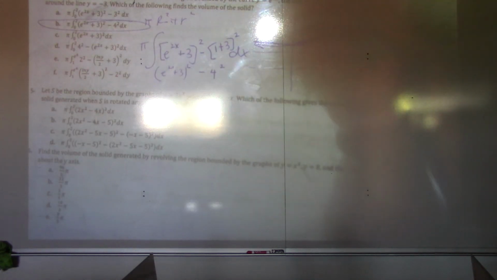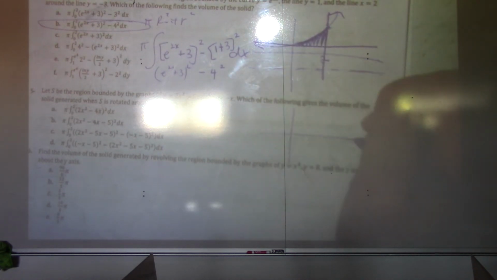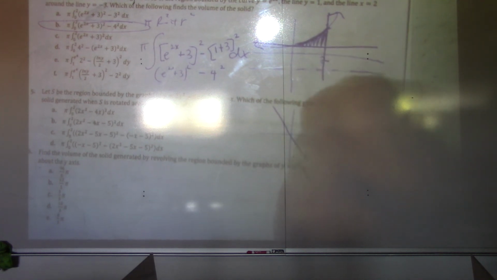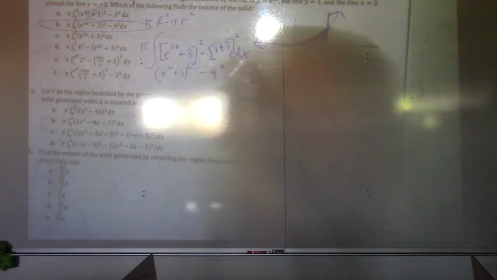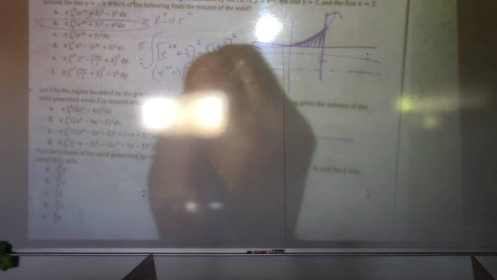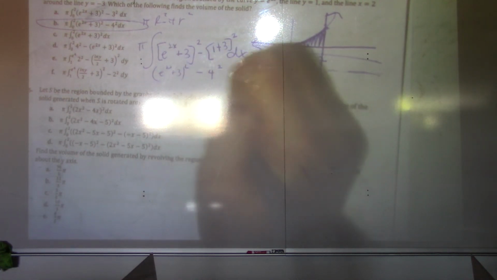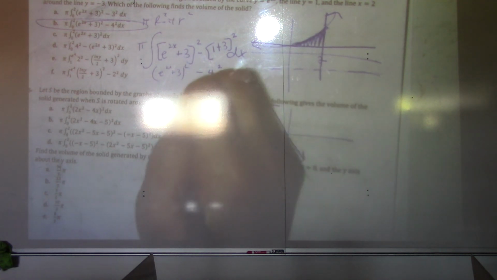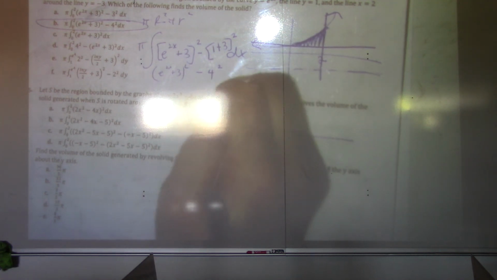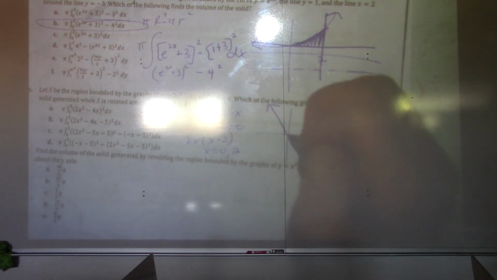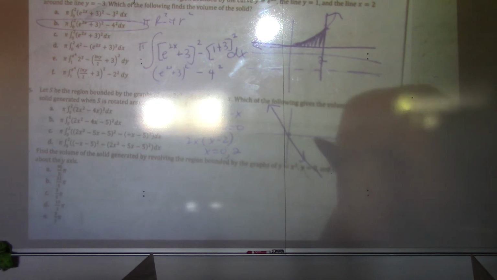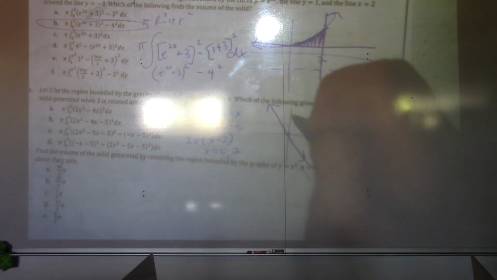S is the region bounded by y equals negative x and the other curve. Let's set them equal because I don't know exactly where they intersect. Negative x plus x over log of 2x. This is x minus 2, so they intersect at 0 and 2. So here and here, so it must look something like this, I guess.